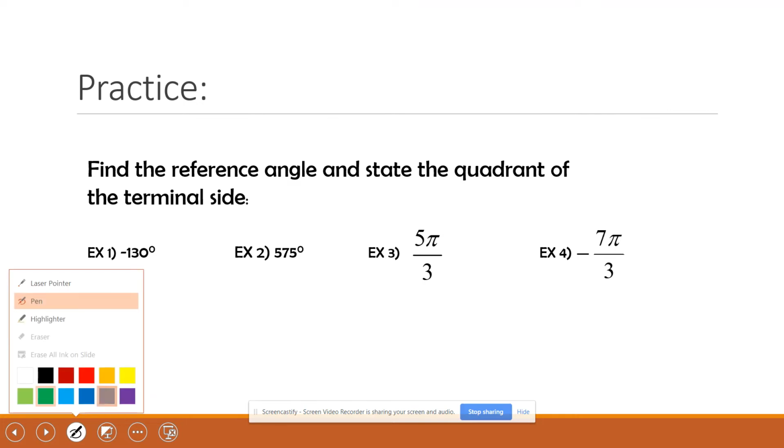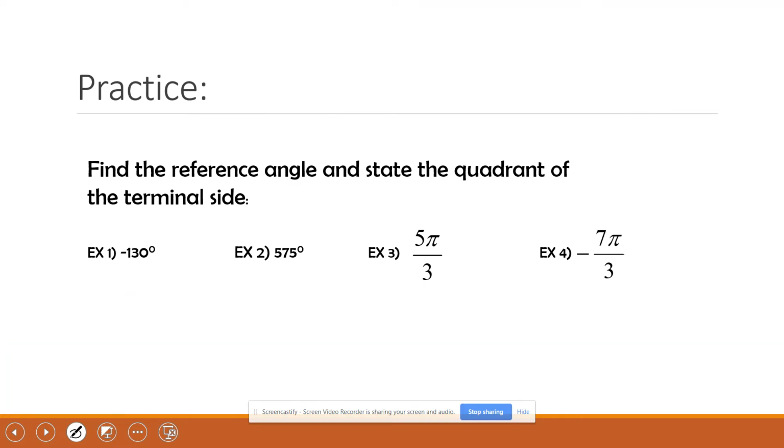Next, 5 pi over 3. 5 pi over 3 is in radians. So I'm going to look at our radians. It's positive, so we're going counterclockwise. So we have 0, pi over 2, pi, 3 pi over 2. So 5/3, is it more than 3/2 or less than 3/2? Because we know it's more than 1.